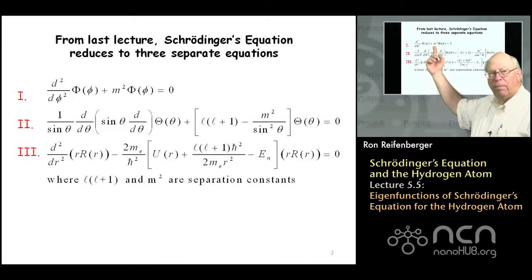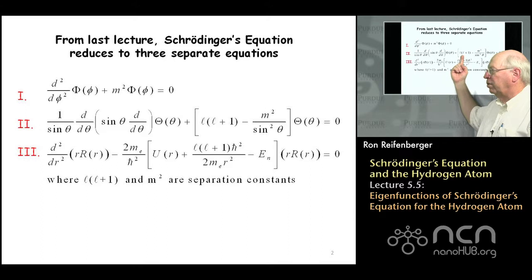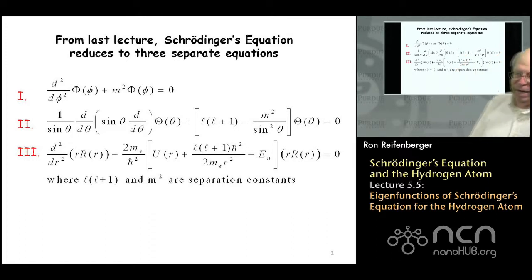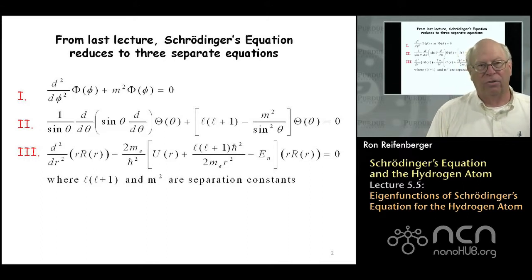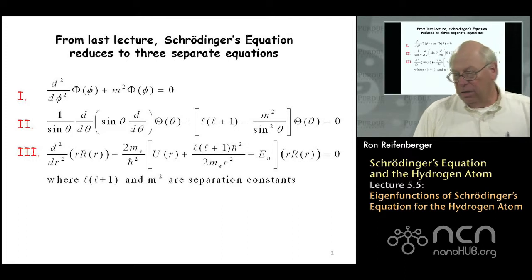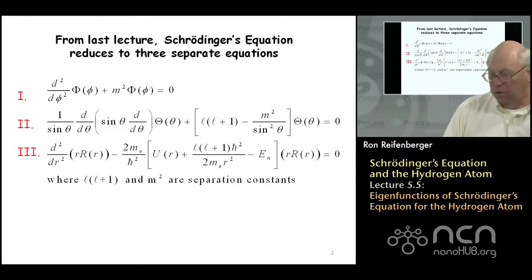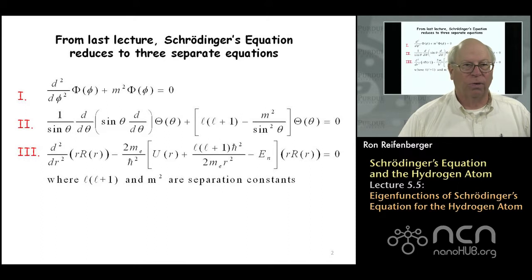We're going to need to come up with a way to evaluate what the possible values of m squared are. And the other constant that was introduced was this quantity L times L plus 1, right? And we're going to need to come up with a way to evaluate what these values are for the script L that appears in that equation. So let's begin with the first equation. That's the simplest of the three to discuss.